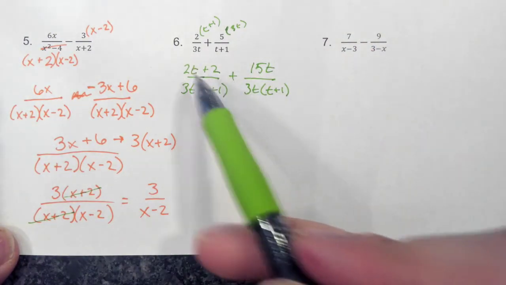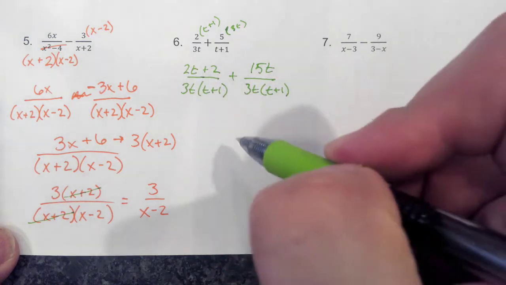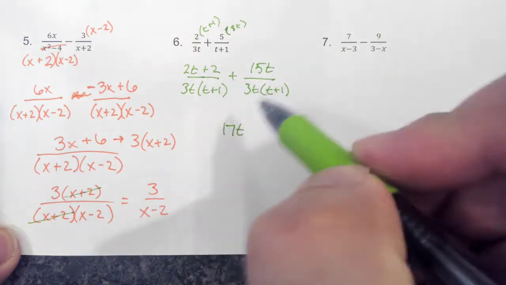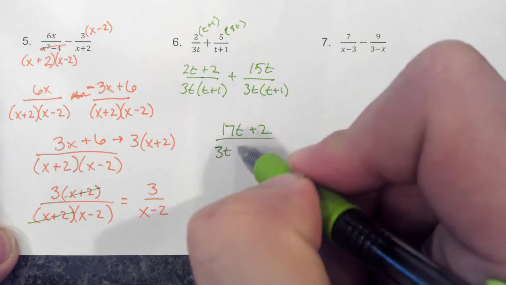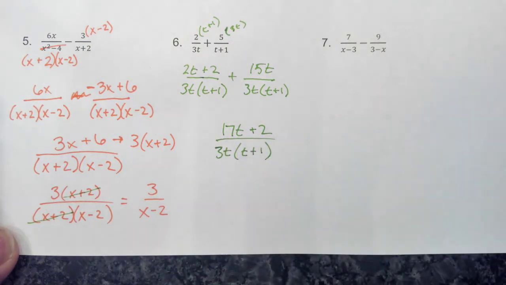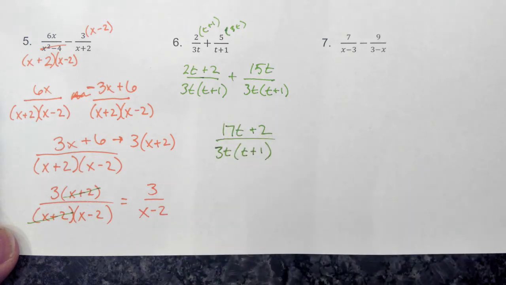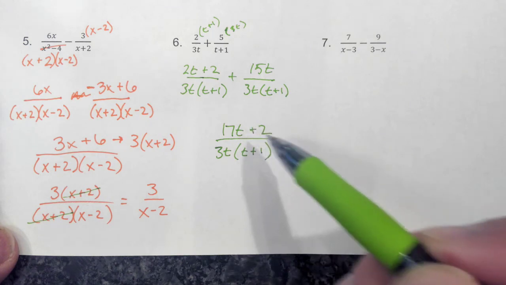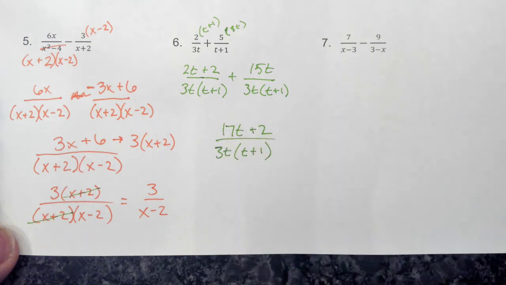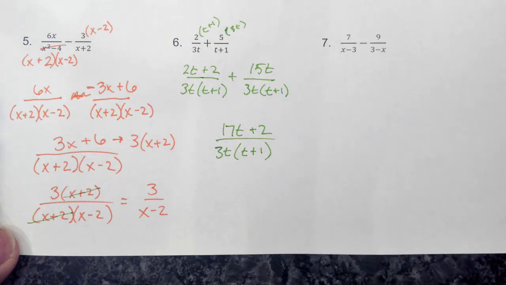Okay, and now that we have common denominators, we just put our numerators together. 2t plus 15t would give me 17t. I've got the plus 2 that tags along over the 3t times t plus 1 for my denominator. I look at my numerator and it does not factor, so that's as far as this one is going to go. We cannot cancel these t's out, remember, because this one's being added. So nothing's going to cancel there. And that's all you can do on number 6. A little easier than number 5 that time.